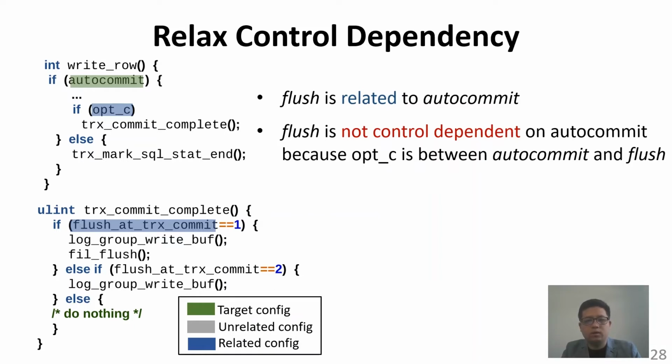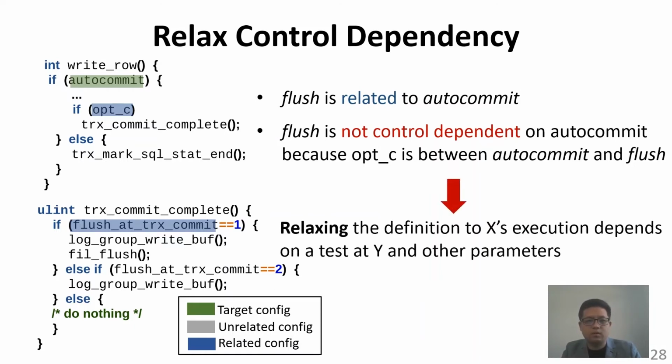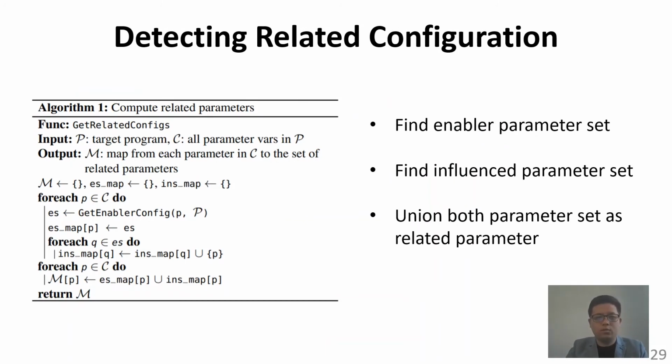Thus, we need to relax the definition of control dependency to X depends on a test of Y and other parameters. With this definition, we can detect related configurations in 2 steps. First, we compute the enabler parameter set of the target configuration. Then, we compute the influence parameter set for the target configuration. The union of both sets is the related configuration. For more detailed information about the algorithm, you can look at our paper and technical report.